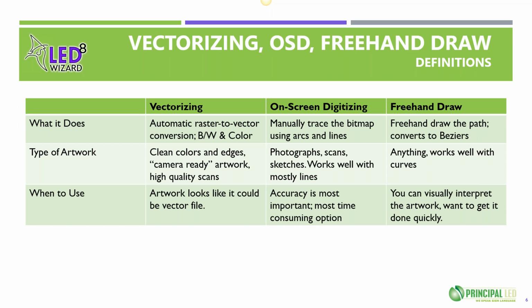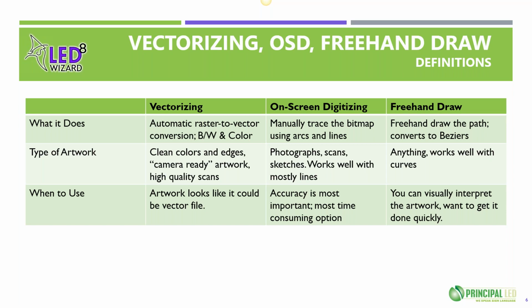And if you want to keep everything in LED Wizard, then this is an option, and I'll show you how this works. But vectorizing, the automatic process of converting raster to vector, is what we're talking about, and we support both black and white and color. Now, on-screen digitizing is a similar concept, except you do it manually. You put the bitmap and then you trace it using arcs and lines. You create a start point, you draw a line, you draw an arc, and you follow the path, visually and manually, instead of automatically.